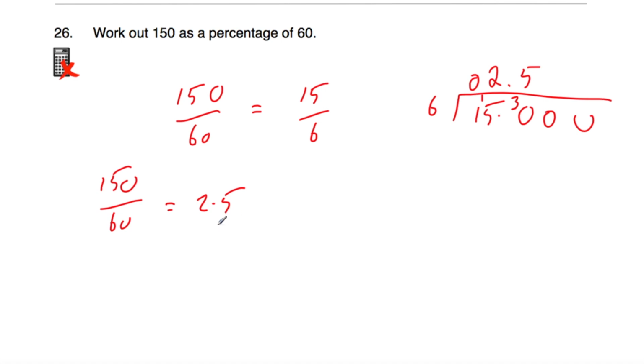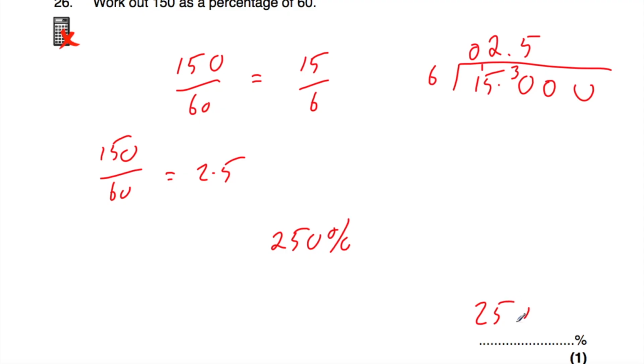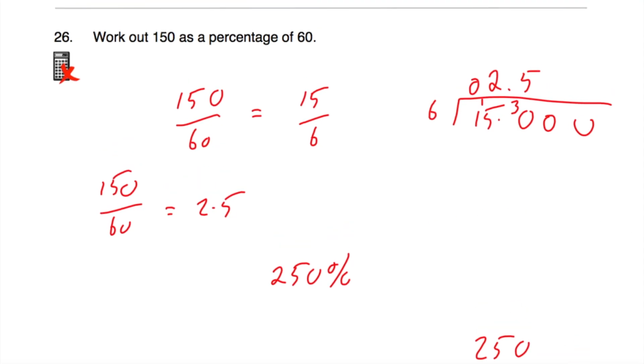Now we want that as a percentage, so we're going to times by 100, so that means we move the digits 2 columns to the left, so it'll be 250. So the answer is 250%, and that's it. So 150 as a percentage of 60 is 250%.